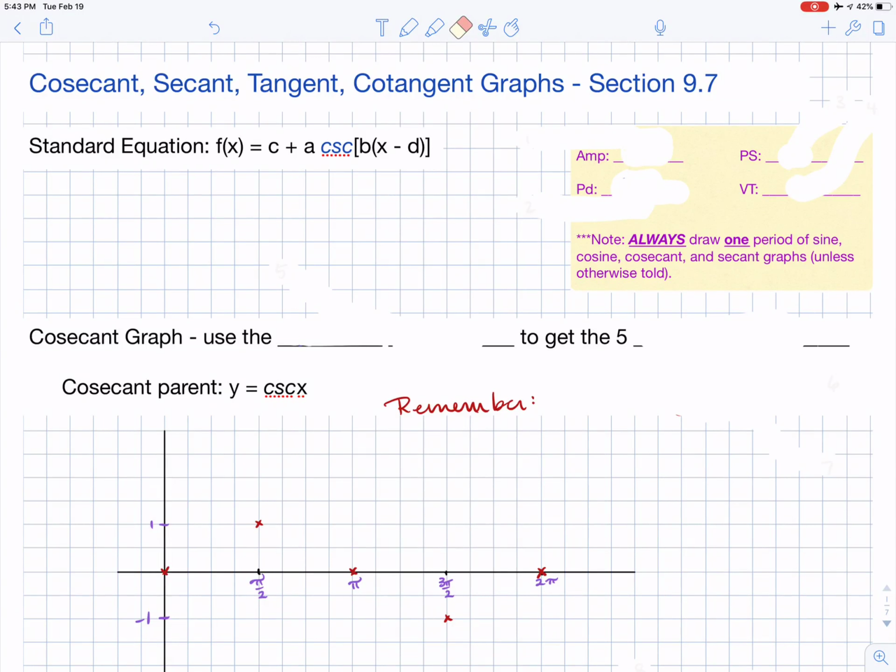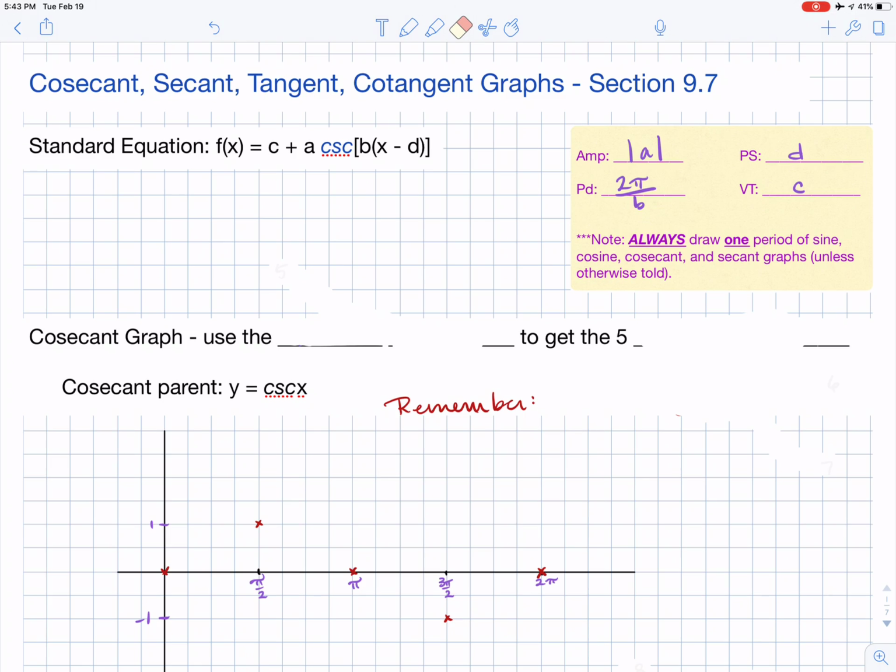Hey folks, so this is a video about the cosecant parent graph. Just a couple of reminders about what we did in the last section when we dealt with sine and cosine parent graphs. The cosecant parent also has an amplitude that is the absolute value of A. It also has a period that is 2 pi over B. The phase shift is still going to be D, and the vertical translation or the vertical shift is still going to be C. So there's nothing different about any of the four formulas that we used back in sine and cosine. We're going to use those exact same ones for secant and for cosecant.